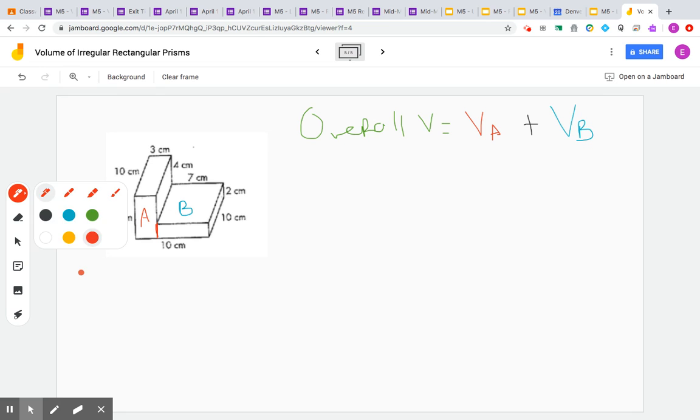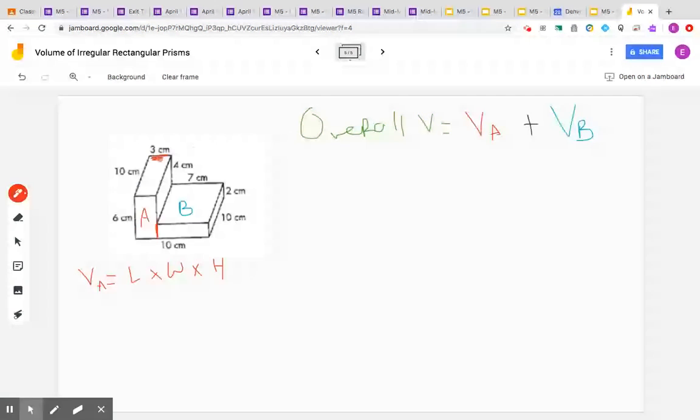So let's look at A first. We know that it's going to be length times width times height to find that rectangle's volume. And I think all of those are pretty clearly labeled. 3 is going to be our length. Our width is going to be 10. And our height is labeled as 6.